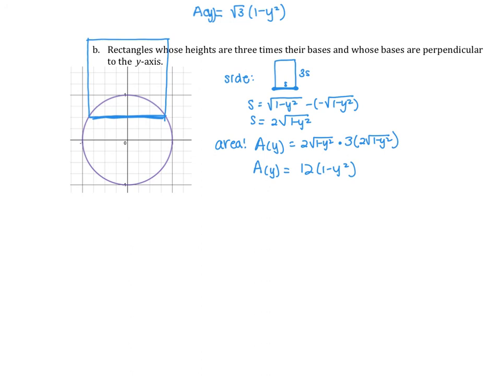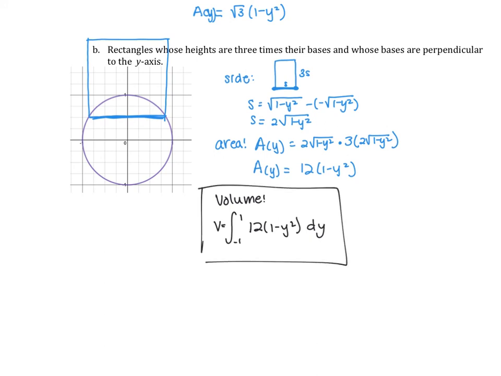And now my bounds haven't changed. My bounds are still the same as before. So when I go to find the volume with respect to y, my volume is going to go from -1 to 1 of the area of the shape, or the area of each slice, multiplied by that tiny infinitesimally small width of dy. And since it just said set up, we are done.